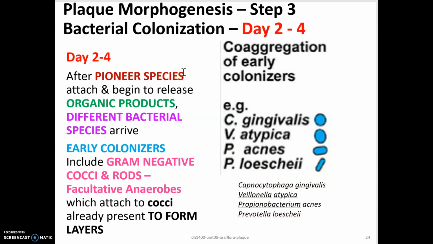So when we get to day 2 or 4, our pioneer species have attached to the pellicle, and they've laid down these organic products, these waste materials, and that's going to help other bacteria species survive. So when they get there, there's places for them to grow, there's stuff for them to eat, and so on and so forth. So the early colonizers are going to be our gram-negative cocci and rods, and they're going to probably be facultative anaerobes, so they can live in both aerobic and anaerobic conditions. So these are going to happily attach to those streptococcus that came down first and provided that first layer for bacteria to grow on top of.